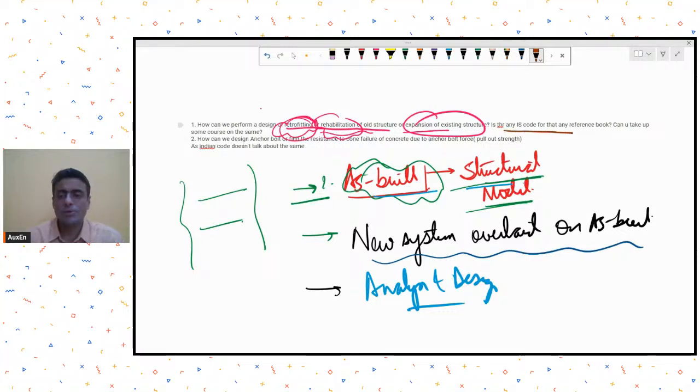Is there any IS code or any reference book? I am not aware of a book which deals entirely with the retrofitting of structures only. Generally, retrofitting is added as an additional topic or additional chapter in books. So at least I am not aware, but there must be books. If someone in the audience is aware, or someone can comment on the YouTube video, they may please do it.